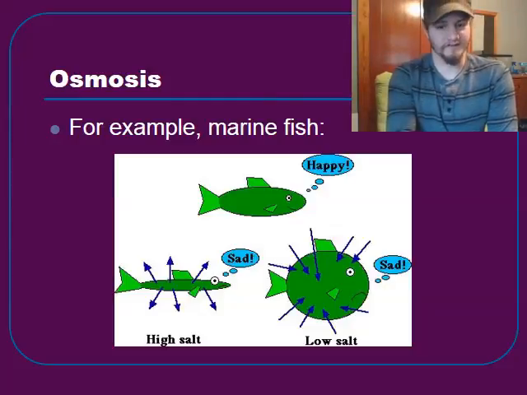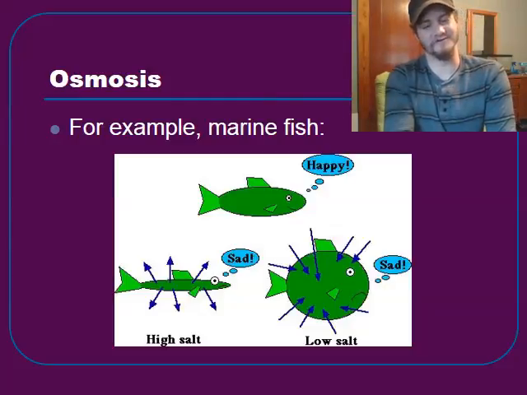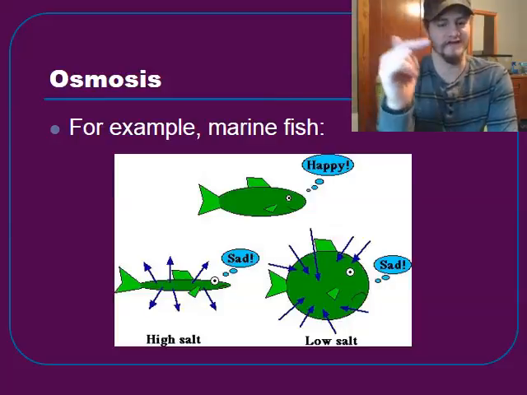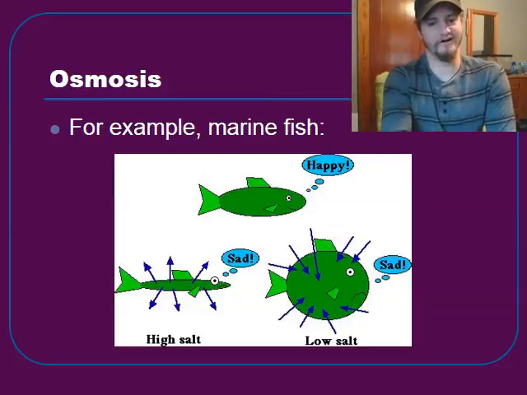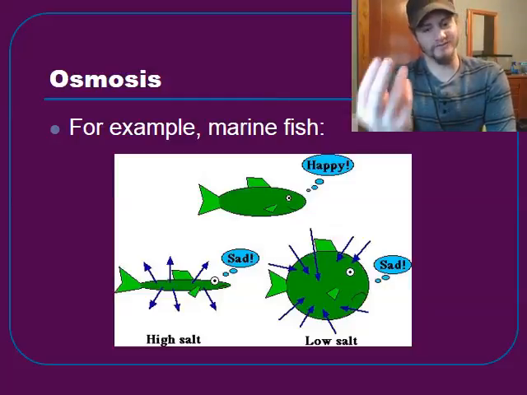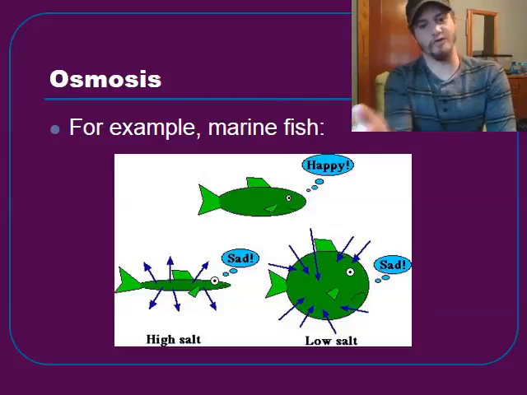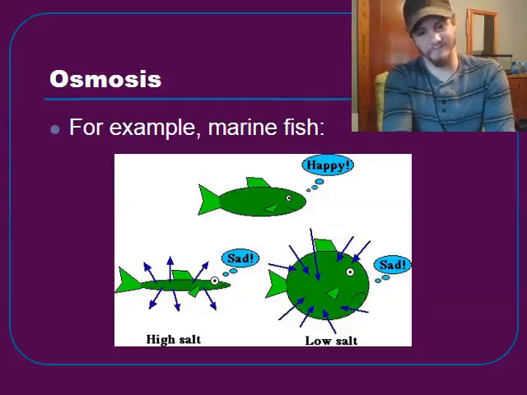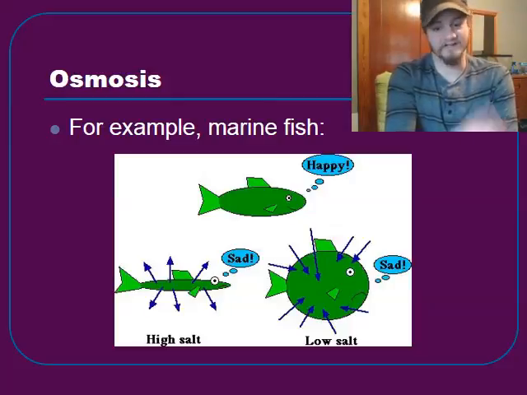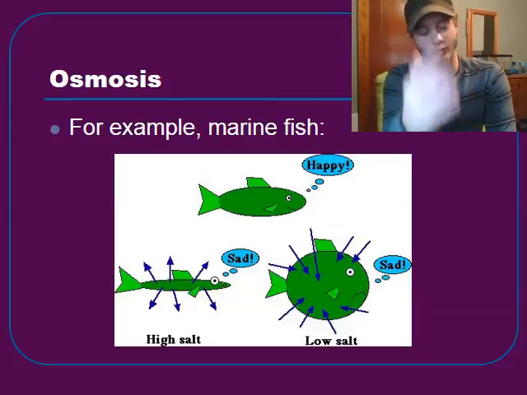And on the other end of the spectrum here, if you took a saltwater fish and put it into a freshwater pond, what would happen is there's more water on the outside of the cell than the inside. So the water would rush into the cells of the fish, causing them to expand and, well, kill off the fish.